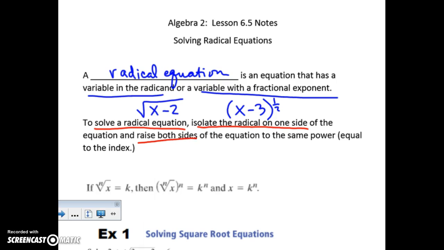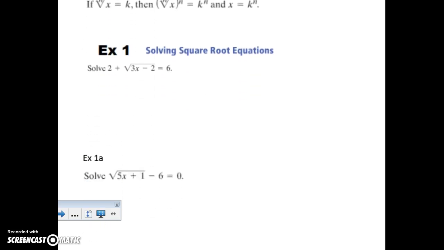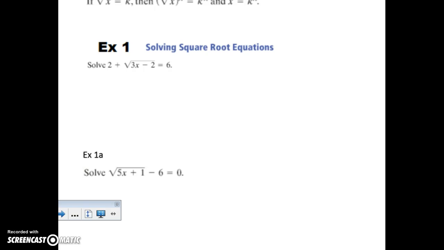And then we're going to raise both sides of the equation to the same power, preferably equal to the index. So if we're doing the square root, we want to square it. If it's the third root, we want to cube it. Got a little example there to solve the square root. So the first thing we're going to do is get the radical by itself on one side.